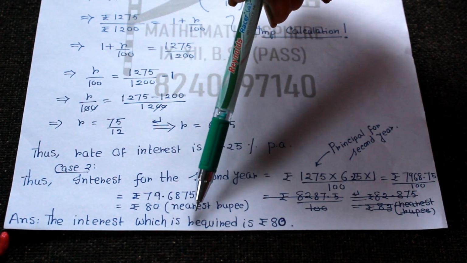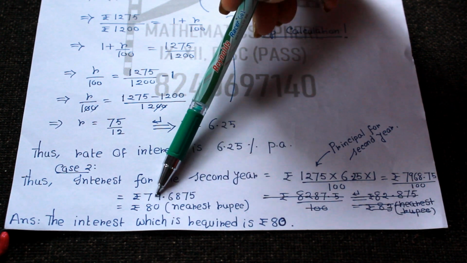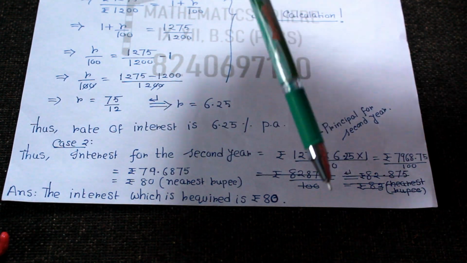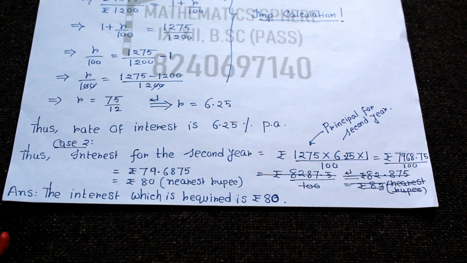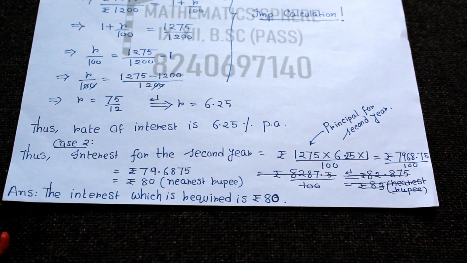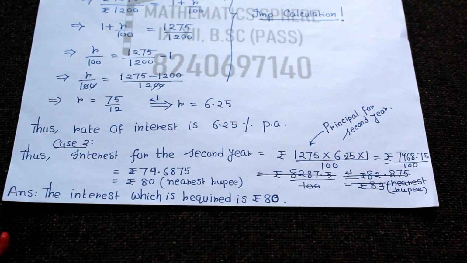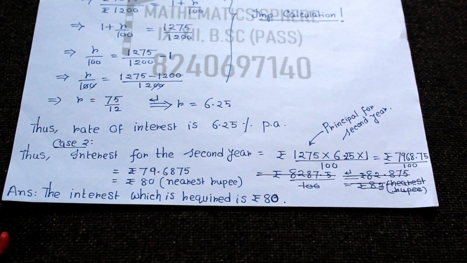Okay, but in the question they have given you that you will have to find it to the nearest rupee, so it is rupees 80. So the interest which is required is rupees 80. Okay, so what did we do? We have first found out the rate. Then using that rate we will be finding out the interest for the second year.